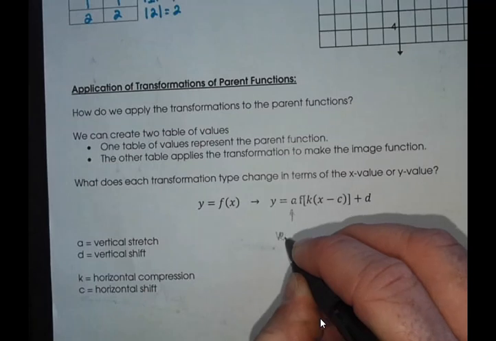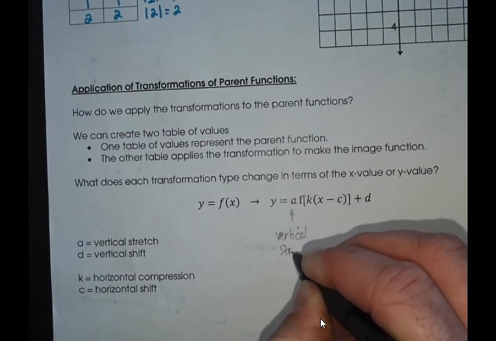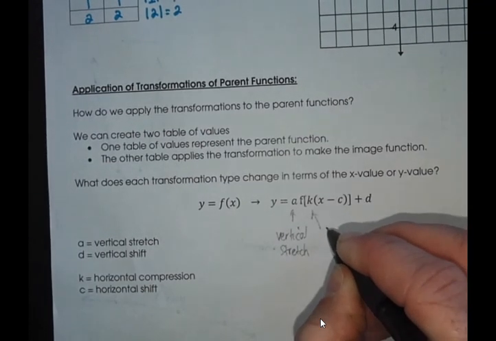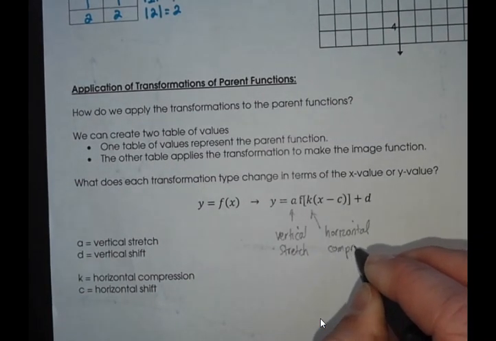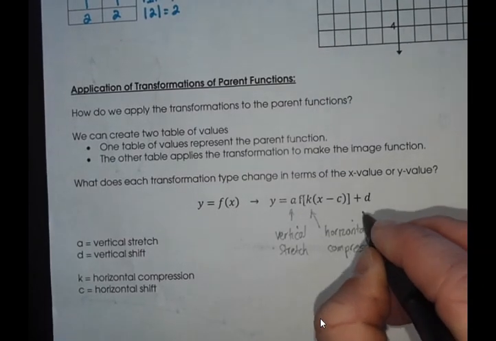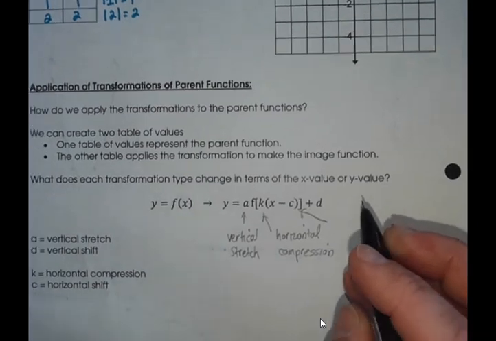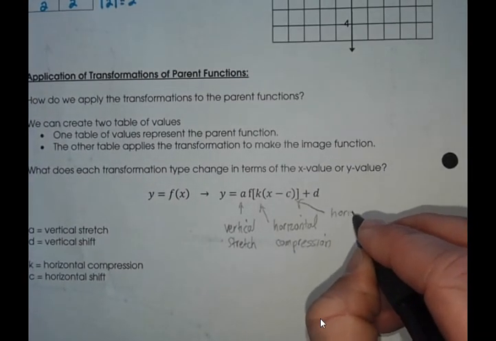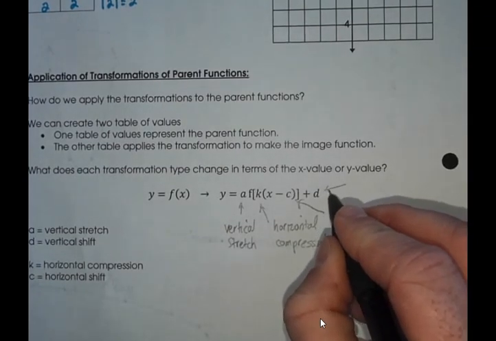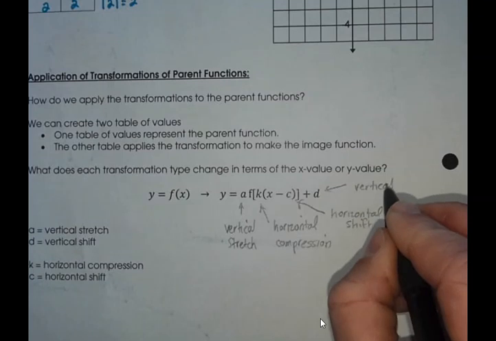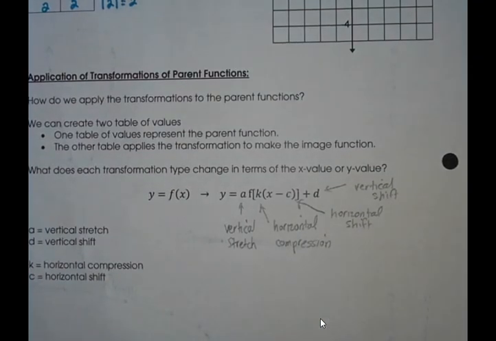So that was our vertical stretch. The k is my horizontal compression. Our c value told us the horizontal shift, so that was our left, right. And our vertical shift is our last one. So this is not new. We did this in the last lesson. Okay, now we're going to apply it.